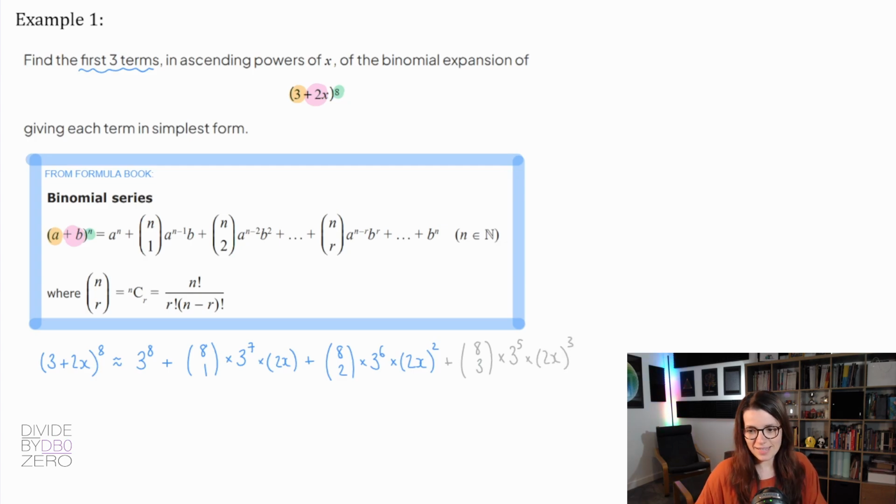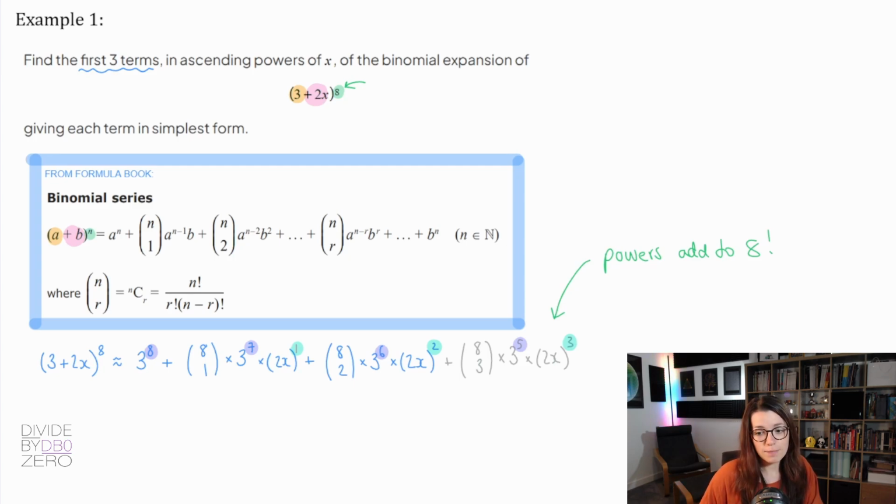Now the pattern is these powers, the powers of 3, go down by 1 each time, starting from 8, and these powers, the powers of 2x, go up by 1 each time. Technically starting from 0 at the very first term, and then here's an invisible 1, and then 2 and 3 and so on. You also may have noticed that the powers in each individual term add up to 8. That's not a coincidence. That's a good way to check that you're doing the right thing, because we want them to add up to 8 because the original question had a power of 8. The formula in the formula book is useful as a reminder, but I find that it's also helpful to know the pattern for binomial. After you've got that all written down, it's a case of just typing things into our calculator.